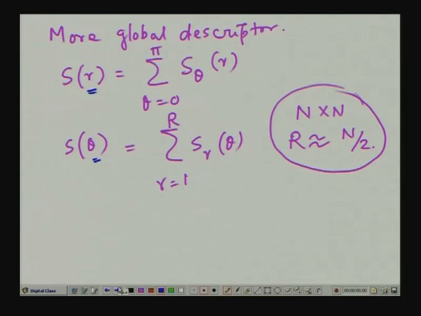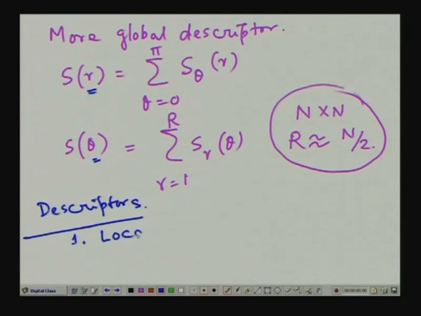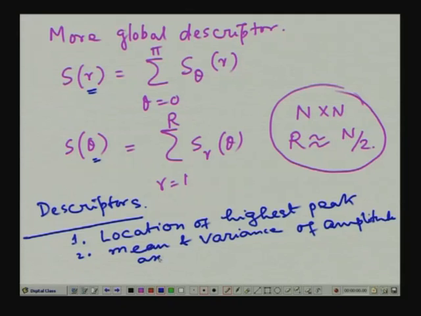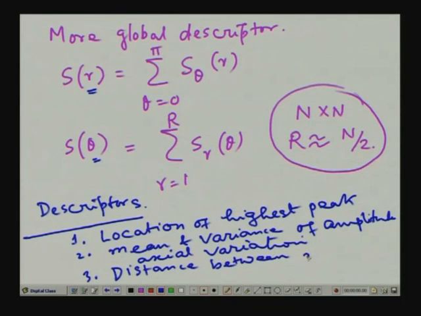From these two, the descriptors which are normally generated are, one kind of descriptor, the location of the highest peak. The other kind of descriptor can be the mean and variance of amplitude as well as axial variation. And we can also have the distance between the mean and the highest value of the function.